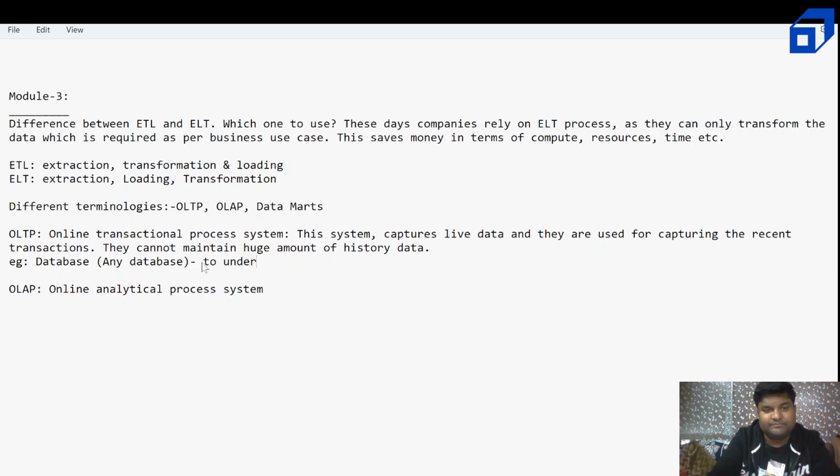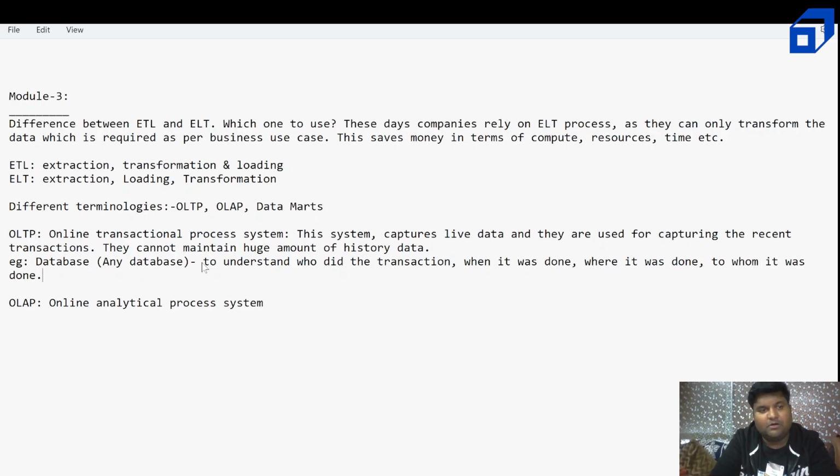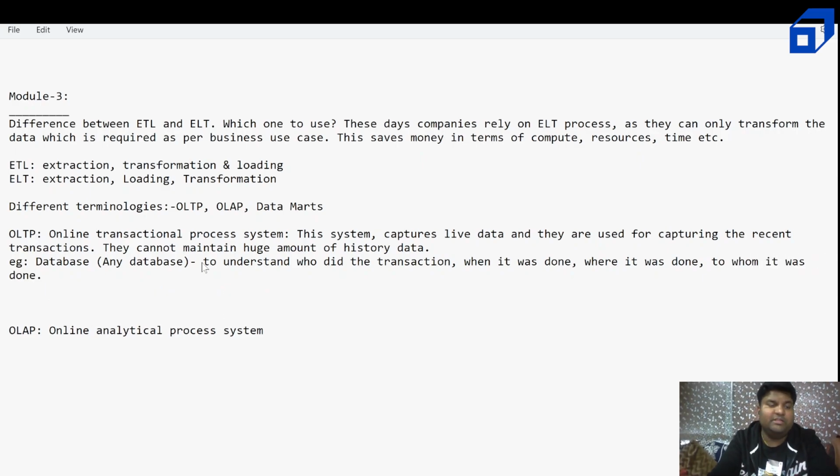To understand who did the transaction, when it was done, where it was done, to whom it was done. All these details are stored in an OLTP process. For example, swiping your debit card in a supermarket.